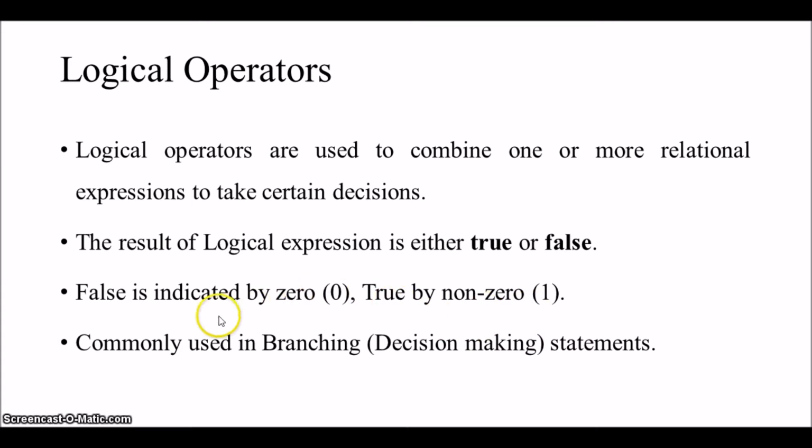These logical operators are most commonly used in branching statements, also called decision-making statements, such as simple if statements, if-else statements, and nested if-else. So in these types of branching statements, these logical operators are used. Which are the different types of branching statements? The link to those videos is again given in the description box.